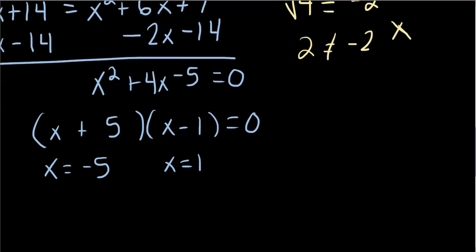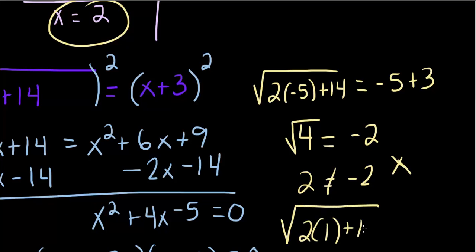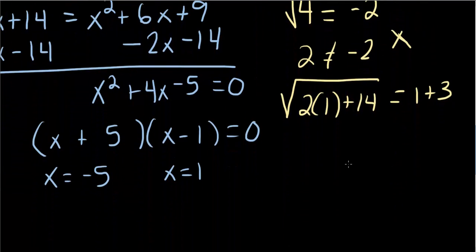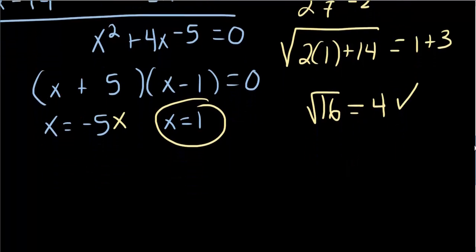Now we're going to test x equals 1. That means we have the square root of 2 times 1 plus 14 equals 1 plus 3. Well, 2 times 1 is 2, plus 14 is 16. So it is the square root of 16 equals 4. The square root of 16 is 4, and that equals 4. So this one is a solution. This one wasn't, but the other one is. Let's try one more example.